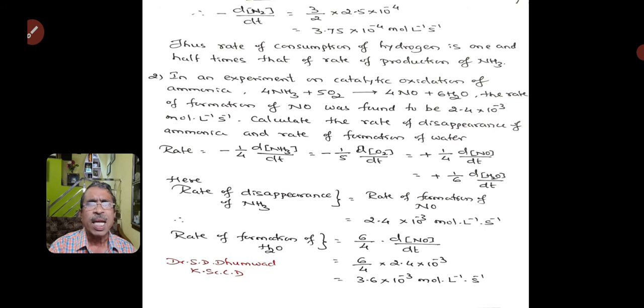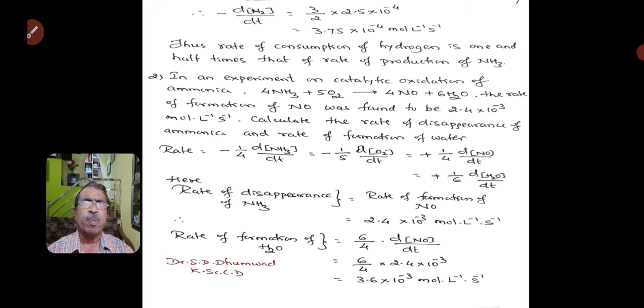Now, we know that the rate with respect to ammonia is minus 1/4 into d[ammonia]/dt, which is equal to minus 1/5 d[oxygen]/dt, which is equal to plus 1/4 into d[nitric oxide]/dt, which is equal to plus 1/6 into d[water]/dt. Here, the rate of disappearance of ammonia is equal to the rate of formation of nitric oxide, because 4 moles of ammonia gives 4 moles of nitric oxide. Therefore, this is equal to 2.4 into 10 raised to minus 3 moles per liter per second.